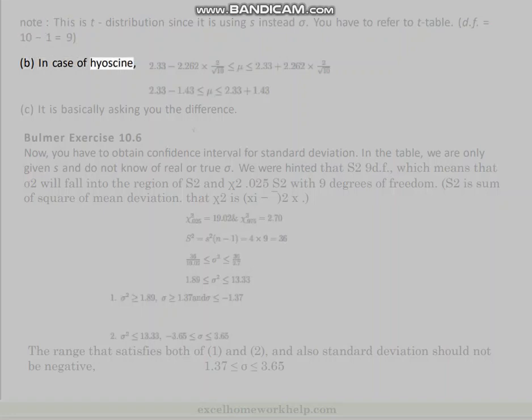B, in the case of hyoscine, of square of mean deviation. That chi squared is 11 minus 2x. The range that satisfies both of 1 and 2, and also standard deviation should not be negative: 1.37 less than or equal to sigma less than or equal to 3.65.